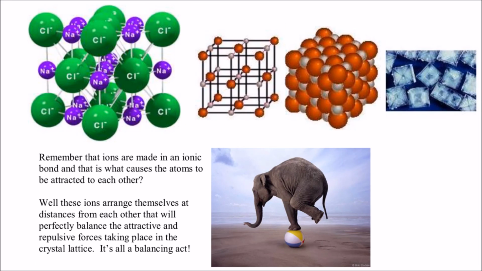Here's table salt, and you'll notice that this sodium ion is getting close to this chlorine ion, but it can't get all the way right up next to it because this sodium ion and this sodium ion are both positively charged. And so the closer that this one moves, the more repulsive force it feels from these. Remember, the same charges or like charges repel each other.